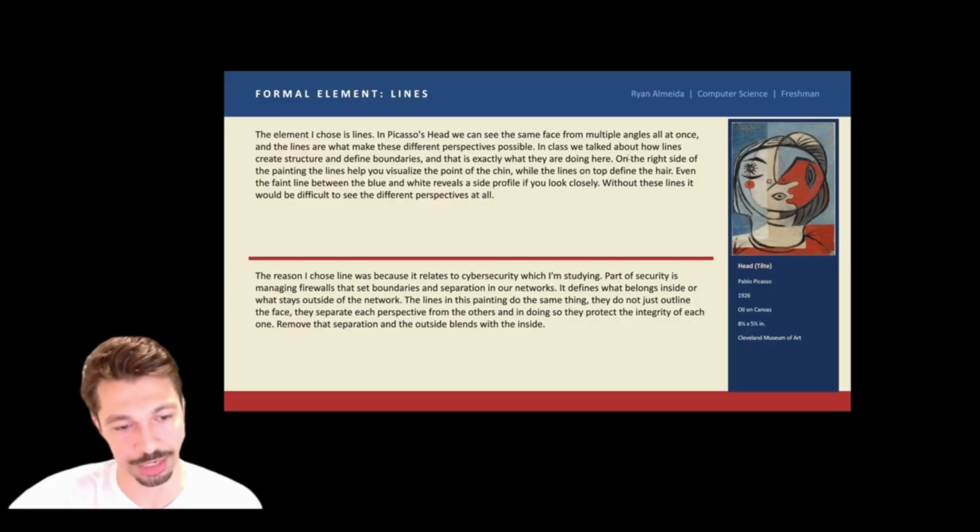The reason I chose line is because it relates to cybersecurity. Part of security is managing firewalls that set boundaries and separations in our network. It defines what belongs inside or what stays outside of the network. The lines in this painting do the same thing. They do not just outline the face, they separate each perspective from the other. And in doing so, they protect the integrity of each one. Remove the separation and the outside blends with the inside.